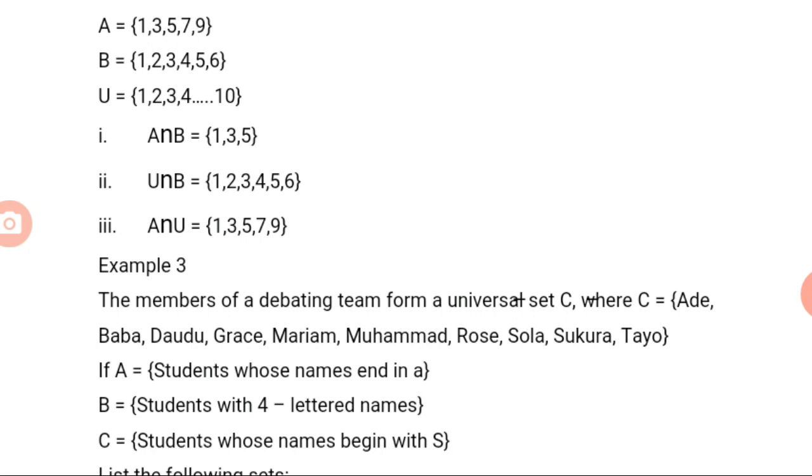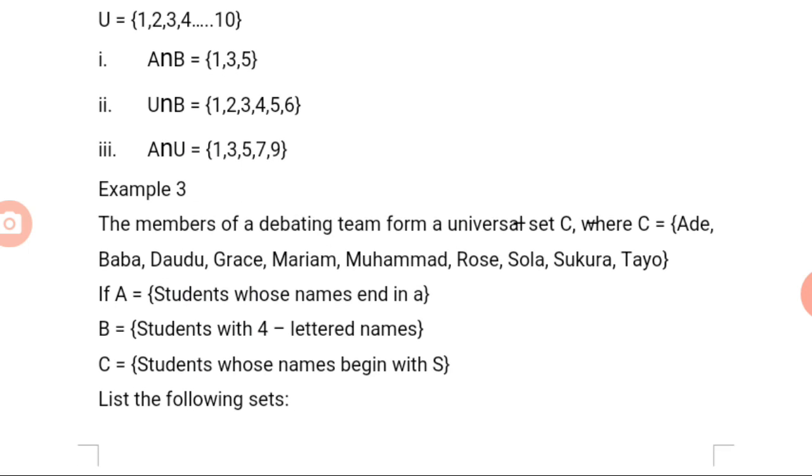Now, let us look at the third example. The members of a debating team form a universal set C, where C is Ade, Baba, Daudu, Grace, Mariam, Muhammad, Rose, Shola, Shukura, Tayo. If A is students whose name ends, and B is students with 4-lettered names, and C is students whose name begins with S.